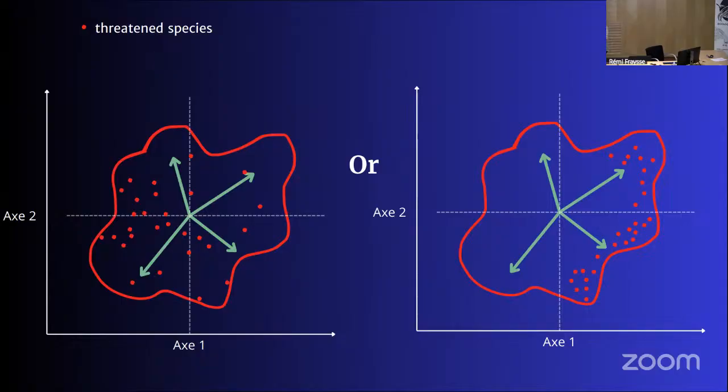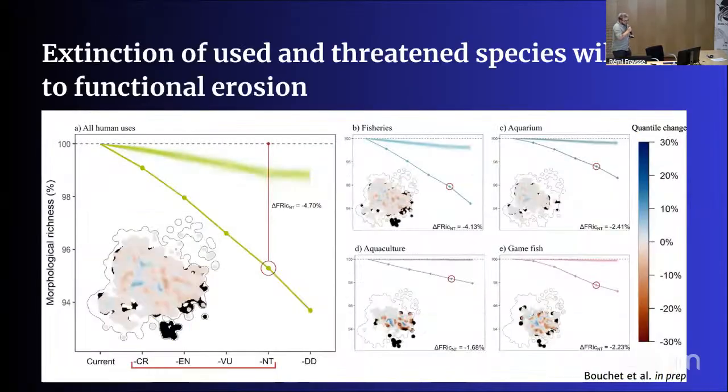And now the last question is, there are some species that we use and that are threatened. Are they everywhere in the morphospace or are they concentrated in some area? So here what we see is that if we remove species that are endangered and used, it's going to lead to functional erosion. For example, if we remove critically endangered, vulnerable, and near-threatened species, we are going to lose nearly 5% of functional diversity, and especially in this area. The black area represents the area of the morphospace that we definitely lose. And we see that it's the case for all uses, even if each use is associated with a different region of the morphospace.